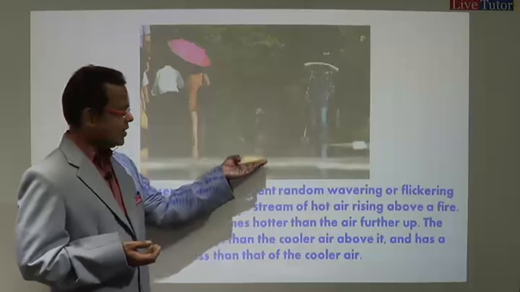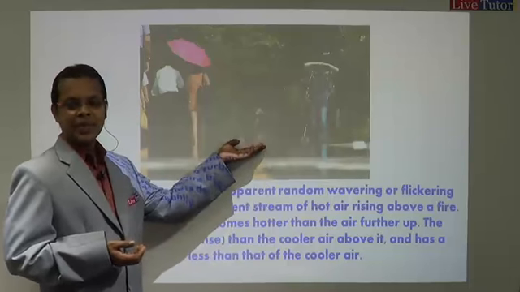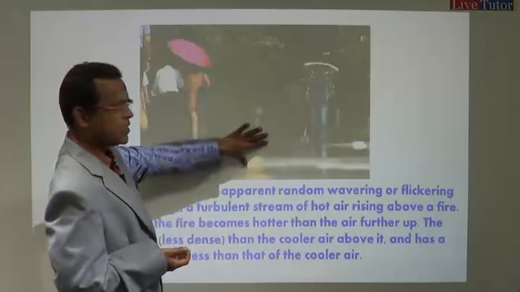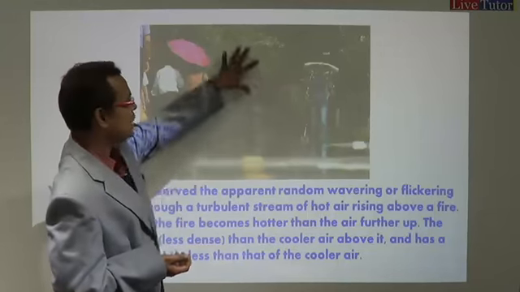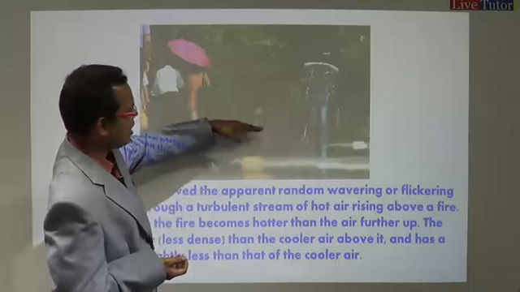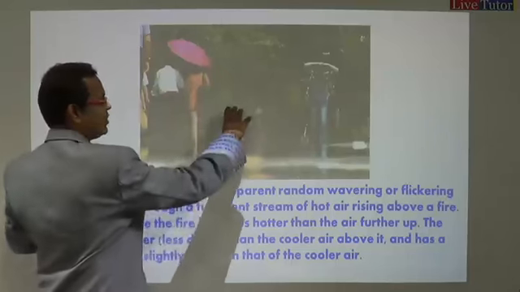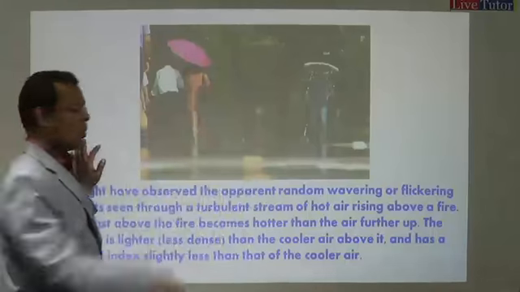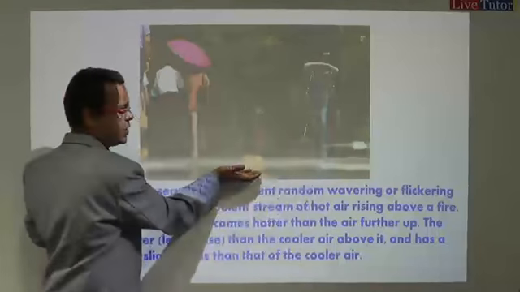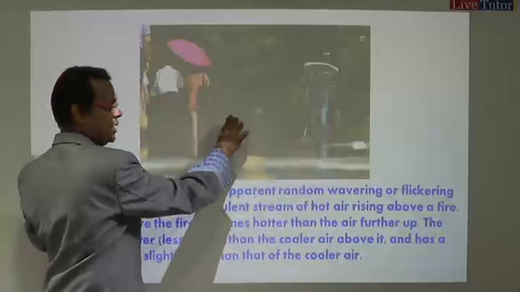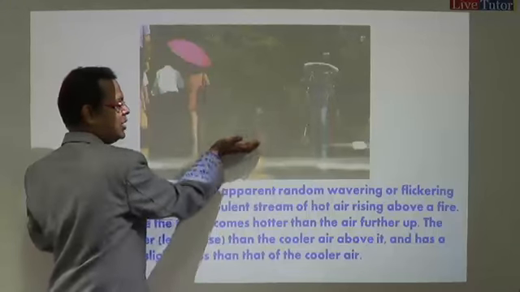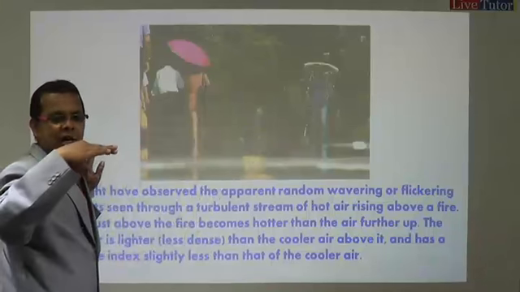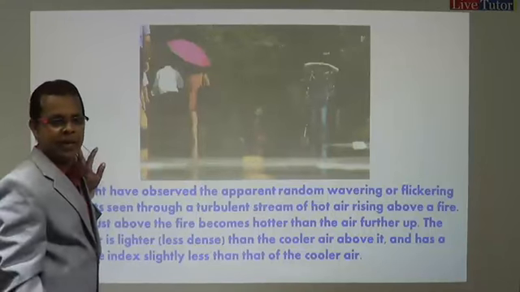When this hot air is rising, the air around is cool and above the surface it will be very hot. So there are not only two, there are many layers. The atmosphere may be considered as different layers of air. One layer may be very hot, very close to the road, and above that it will be less hot. Since the density keeps on varying, we can consider each and every layer as a different medium.